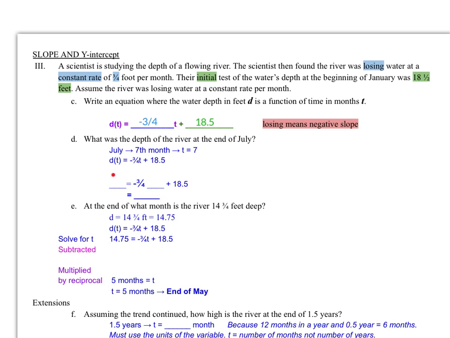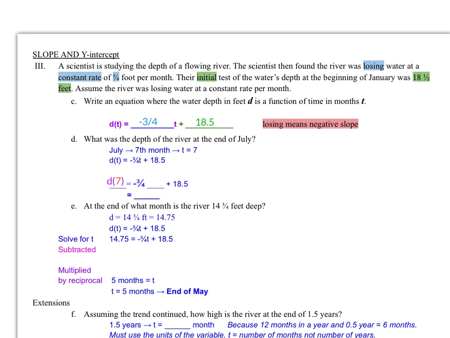This means in this first blank, we're going to write d of 7. This does not mean the depth times 7. This means that I'm going to get a depth in terms of 7 for my months. Remember, what that 7 did is put wherever a t is, we're putting 7.